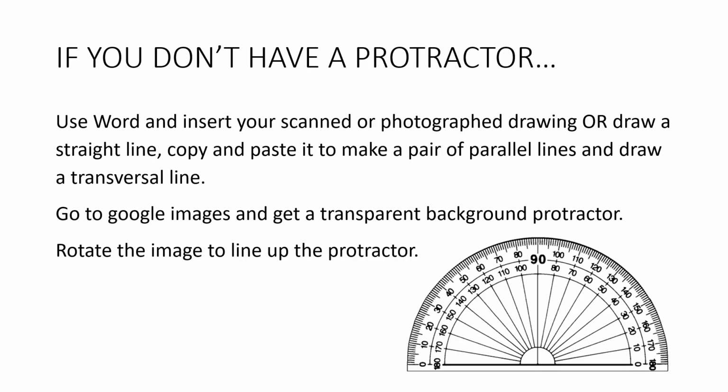Now if you don't have a protractor, what you can do is use Word. You can insert your scanned or photographed drawing, or you can use Word to draw a straight line, copy and paste it to make a pair of parallel lines, and then draw in a transversal line. Either way is fine. Then you need to go to Google Images and get a transparent background protractor, which is exactly what I used in this PowerPoint. And all you have to do is rotate the image to line up the protractor.